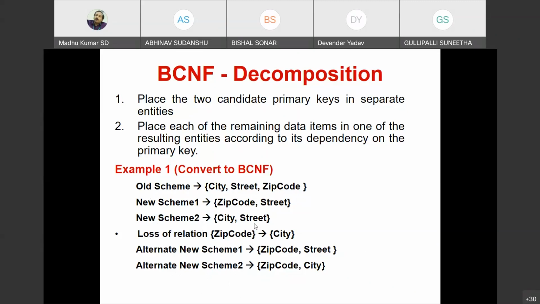Here this is the first set, and here you have loss of relation. The second one has this particular combination. So which one is actually a better decomposition, the old scheme, new scheme one or new scheme two?